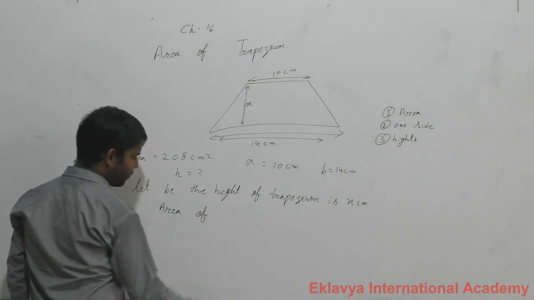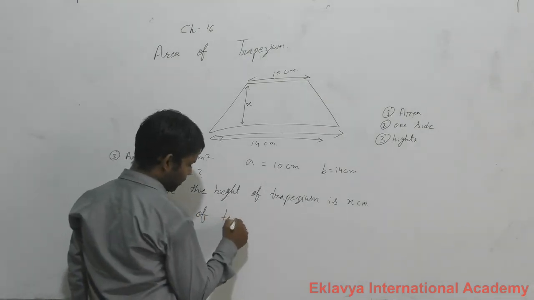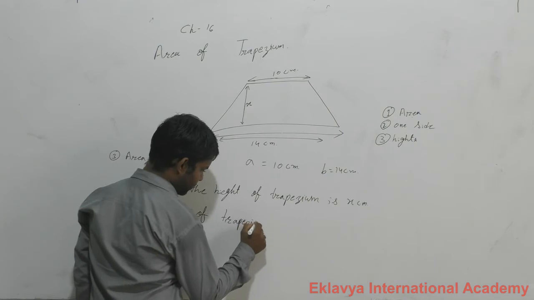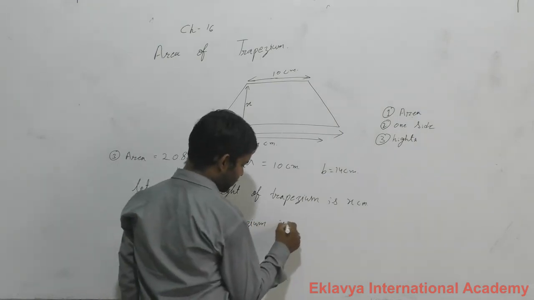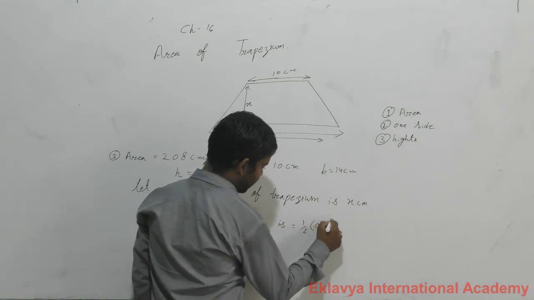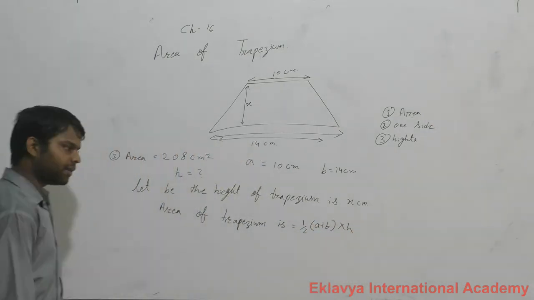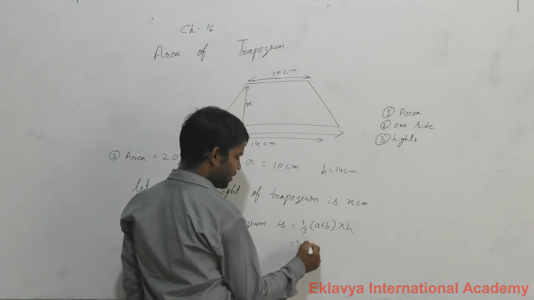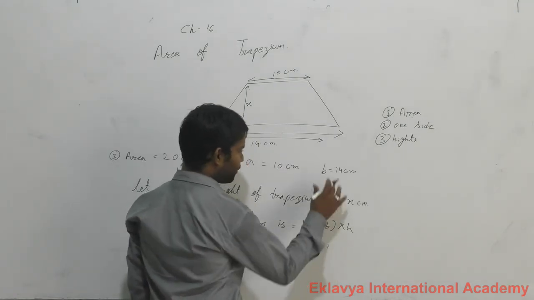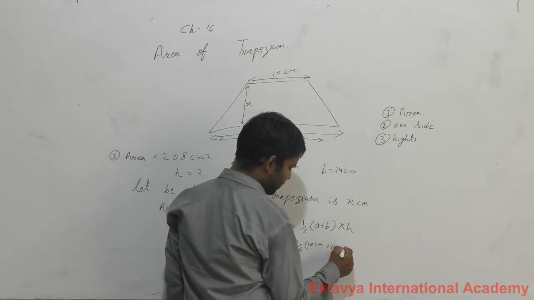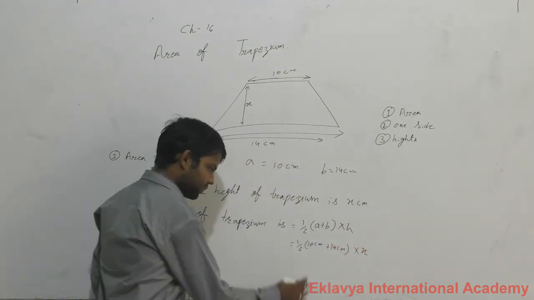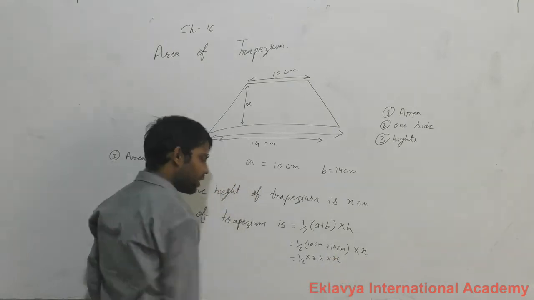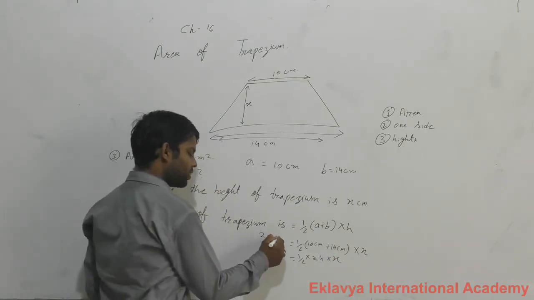area of trapezium is 1/2 bracket a plus b multiply by height, equal to 1/2 bracket a is given 10 centimeter plus b is given 14 centimeter multiply by x. 10 plus 14 we got 24, so 1/2 multiply by 24 multiply by x, and area is 208.